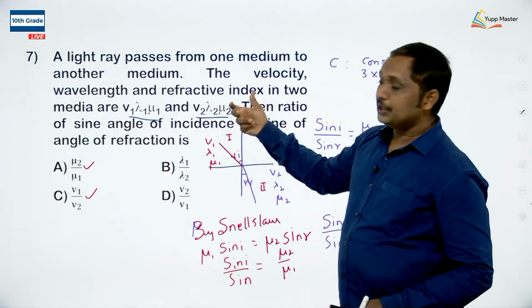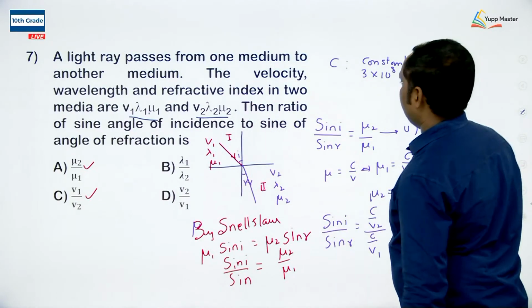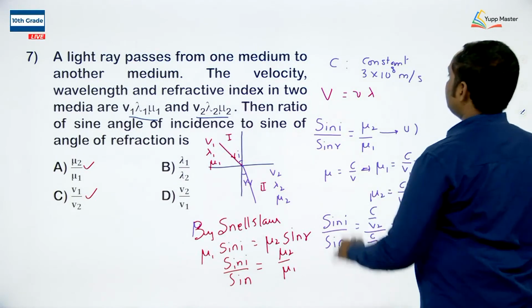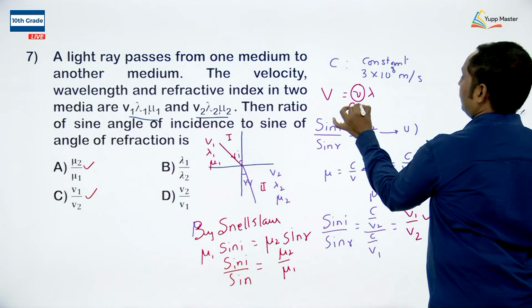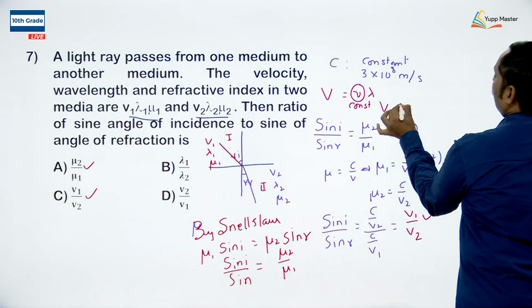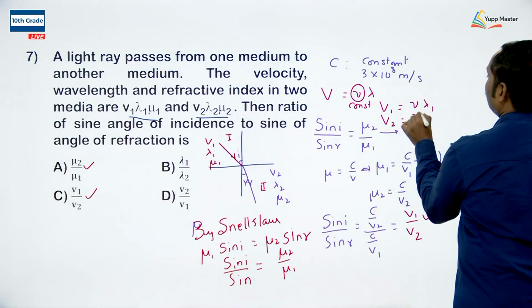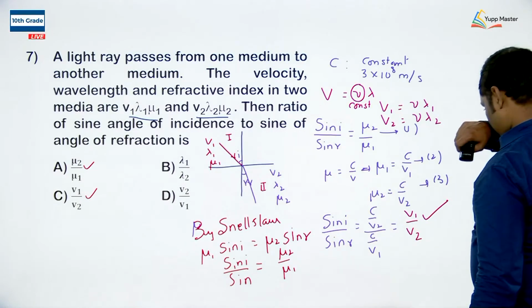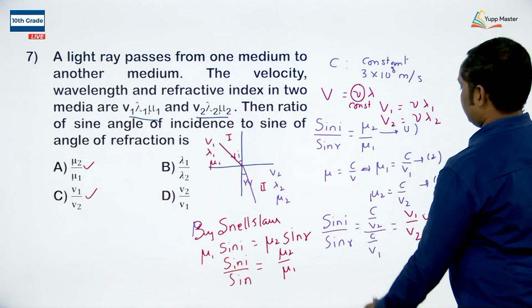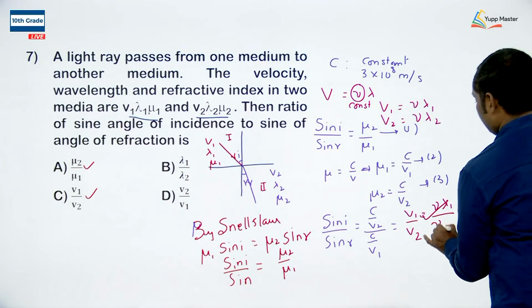Now, you look into the matter of lambda 1 and lambda 2, right. So what is the general relation? You know, V is equal to nu lambda. Nu remains constant. Now, V1 is equal to nu lambda 1, V2 is equal to nu lambda 2. Now, instead of V1 and V2, can I write V1 by V2 is equal to nu lambda 1 by nu lambda 2.